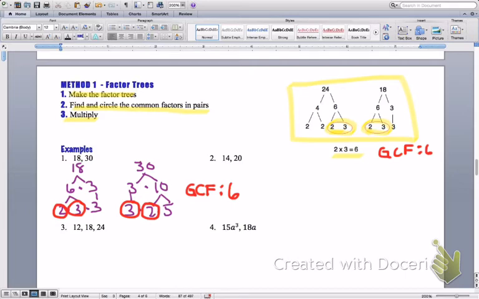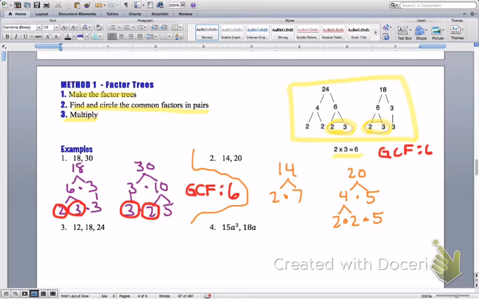Let's go ahead and do number 2. So I'm going to take my 14 and my 20. I'm going to make sure I separate them, so we don't confuse ourselves. So 2 times 7 is 14. I can't break it down any further, which is nice for some of these problems. And here we can do, let's say, 4 times 5. And let's go ahead and break down that 4 a little further to its prime numbers, 2 times 2, and bring down that 5. So we have our prime factorization here from our factor trees.